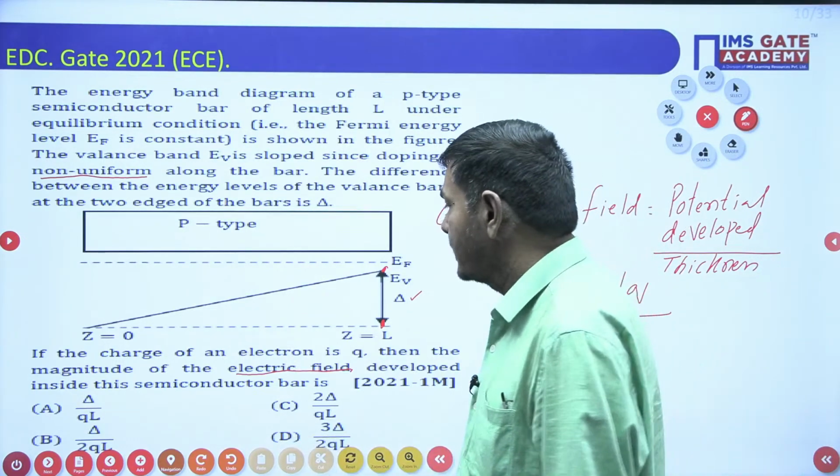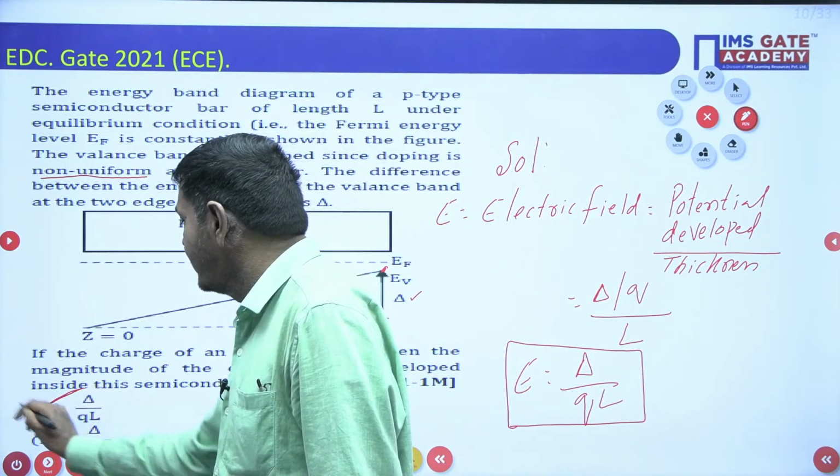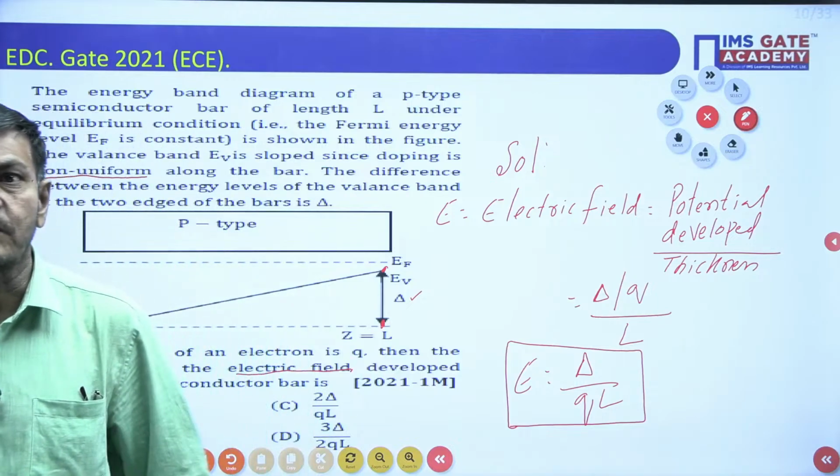So which option is correct? Delta by q into L. Option A is correct in this problem. This is the right option. It's a direct question. Understand now.